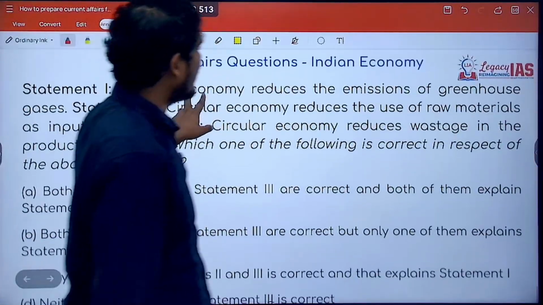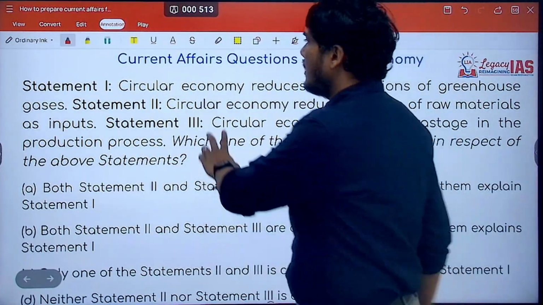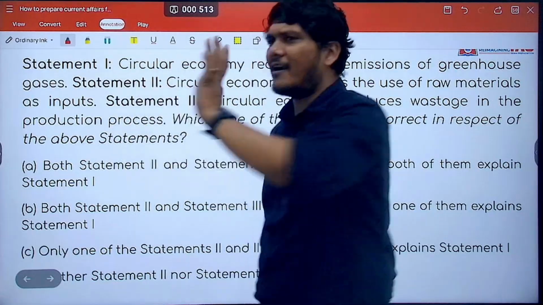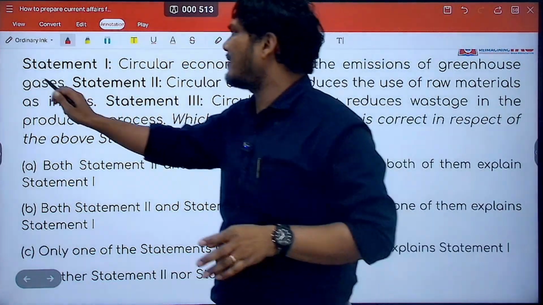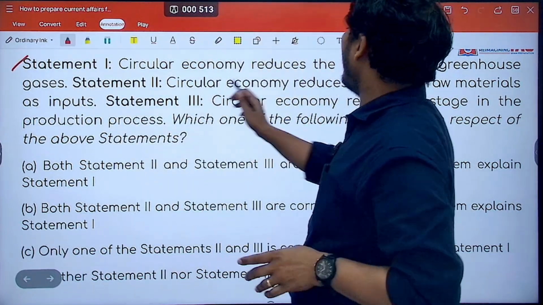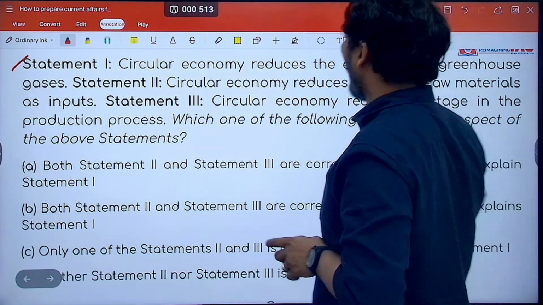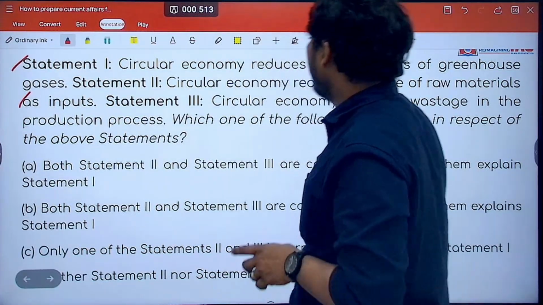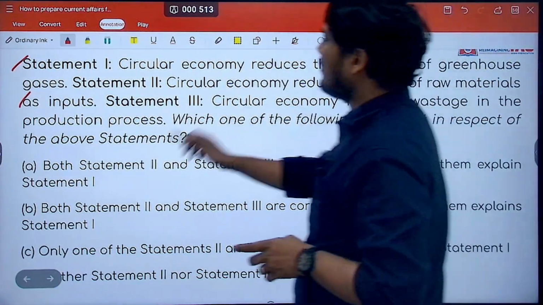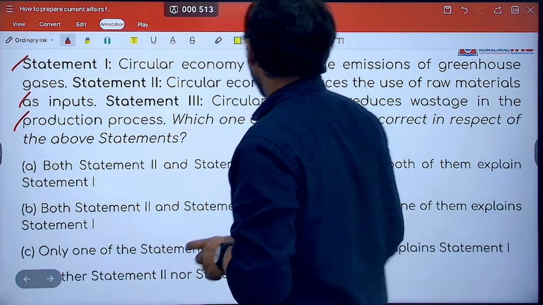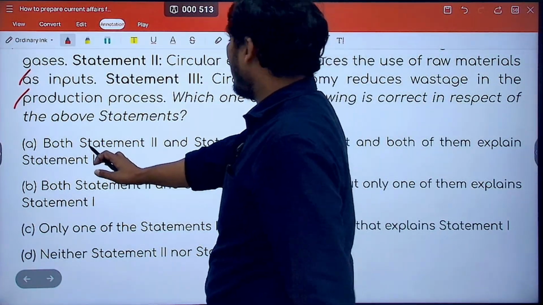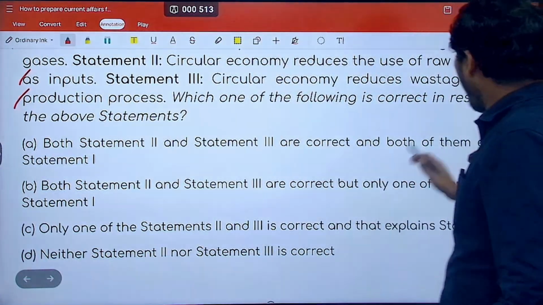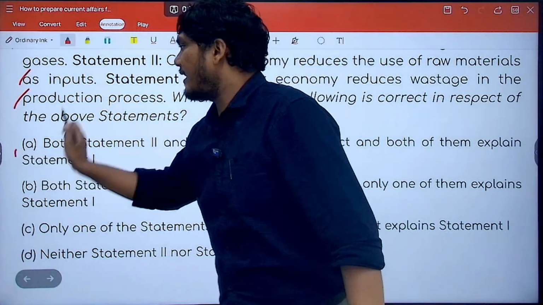And what is the question that is asked? Let's have a look here. They simply started talking about circular economy. Circular economy reduces the emission of greenhouse gases. That is correct. Circular economy reduces the use of raw materials as inputs. That is correct. Circular economy reduces wastage in the production process. That is correct. Which of the following is correct in respect to the above statements? Both statement 2 and 3 are correct. Yes. And both of them explain statement 1.